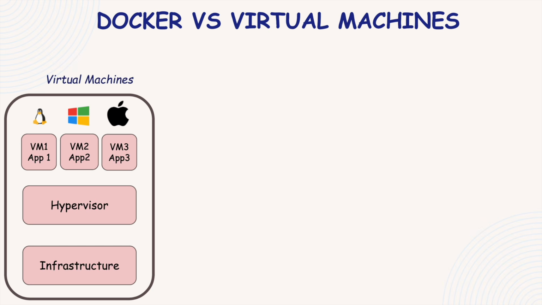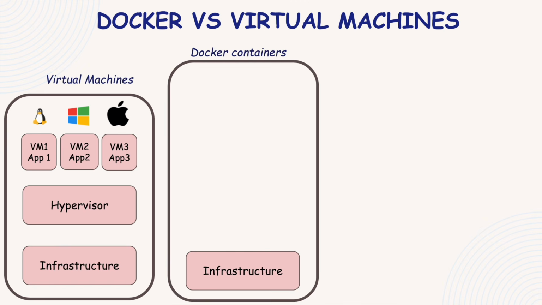But what if we could remove the extra OS layer and still run applications in isolation? That's where Docker container comes in. Just like VMs, Docker containers also run on top of your physical hardware. On top of that, we have the host operating system. This is your main OS like Ubuntu, Windows or Mac. All Docker containers share the same OS kernel. This is one of the biggest differences from virtual machines. In VMs, each app needs its own operating system, which is heavy. But in Docker, all containers share the host operating system kernel, which makes containers lightweight.